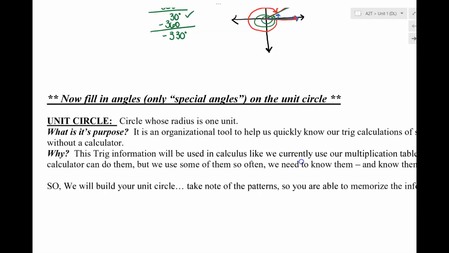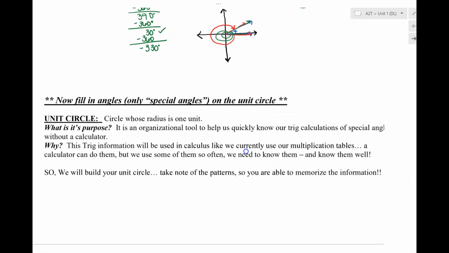Okay, so why does this matter to us? Well, has anyone heard of this unit circle? What is that? A unit circle is a circle whose radius is 1 unit. What's its purpose? Well, it's an organizational tool so that we can quickly know our trig calculations of special angles, and that is super important, special angles.